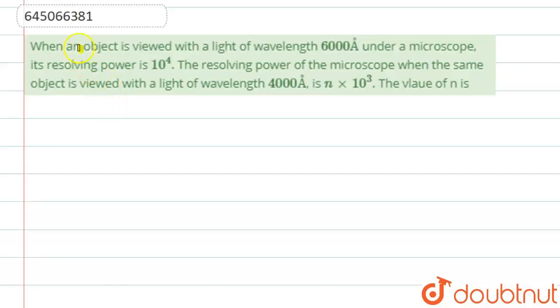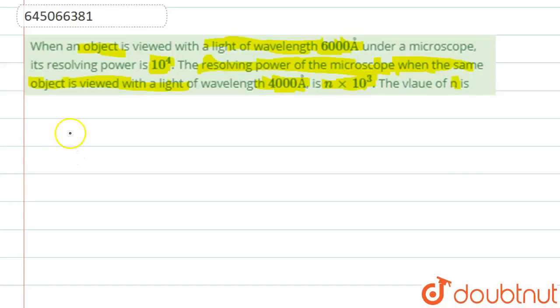Well, hello students, now we're going to see this question. The question says that an object is viewed with a light of wavelength 6000 Angstrom under a microscope of resolving power 10 to the power 4. The resolving power of the microscope when the same object is viewed in a light of wavelength 4000 Angstrom is n into 10 to the power 3. Find the value of n.